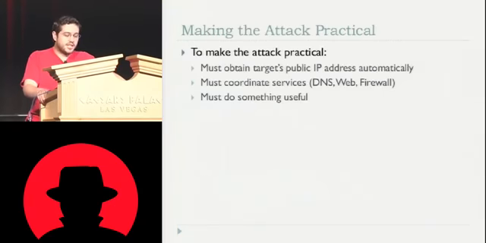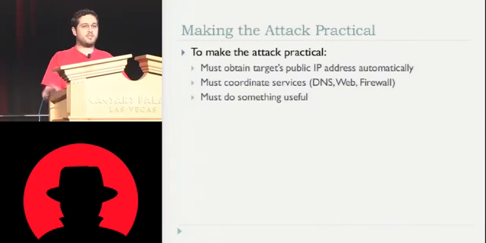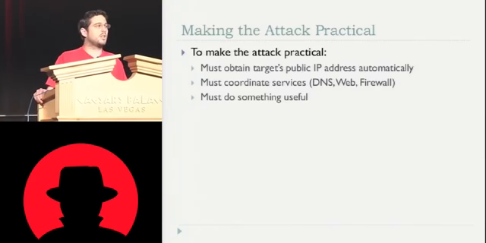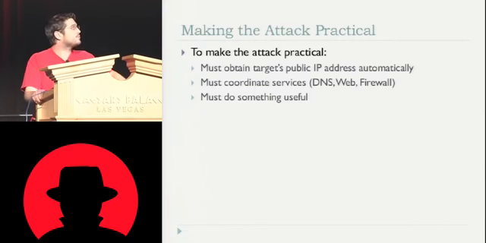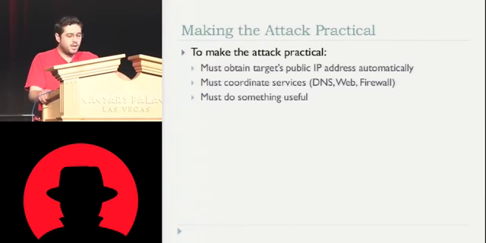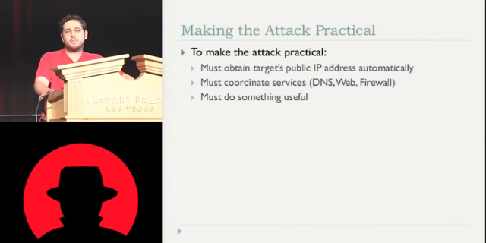So this attack definitely works, but we need to make it practical. Okay, you can't just say, oh, my JavaScript can see your router's internal interface. People go, yeah, okay, whatever. I don't care. So we have to make it really a practical drive-by attack, really to demonstrate what can be done with this. Okay, so we have to get the target's public IP address automatically, because we don't want to have to know that beforehand. We want to be able to get that automatically.